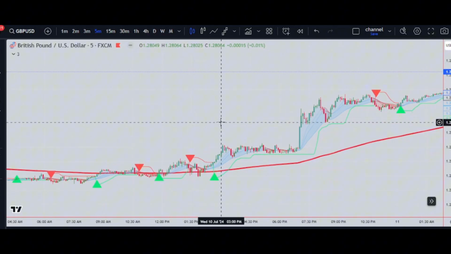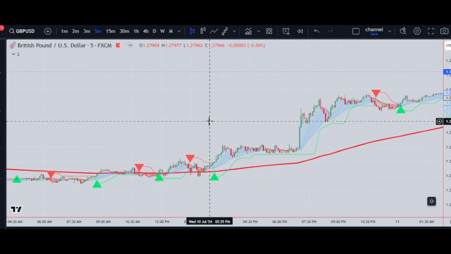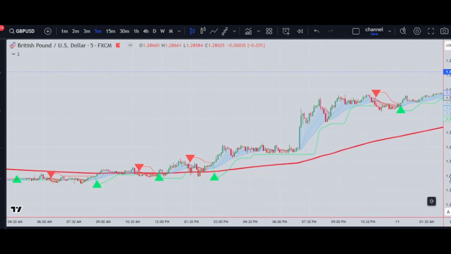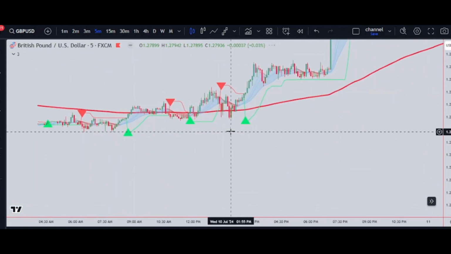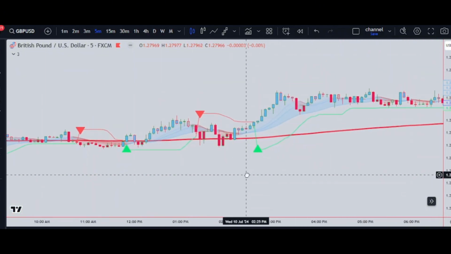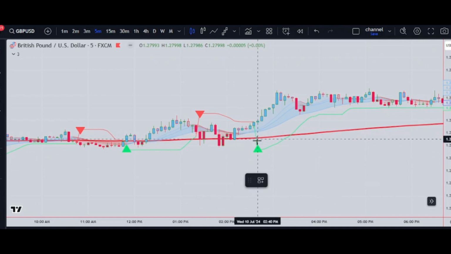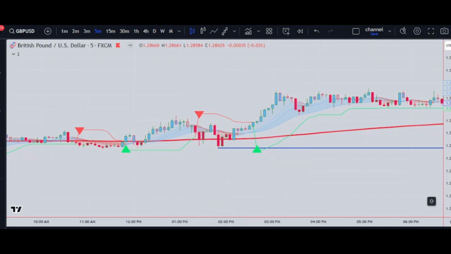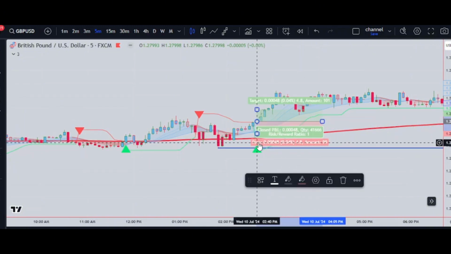One more thing, whenever you take a buy trade, do not keep the stop loss very tight. Keep the stop loss at the recent swing point. I'll show you, for example, over here. As you can see, we got a buy signal over here. So try to keep your stop loss, for example, you get a buy signal over here, keep your stop loss over here and go for a 1 is to 1.5 or 1 is to 2 risk to reward ratio.